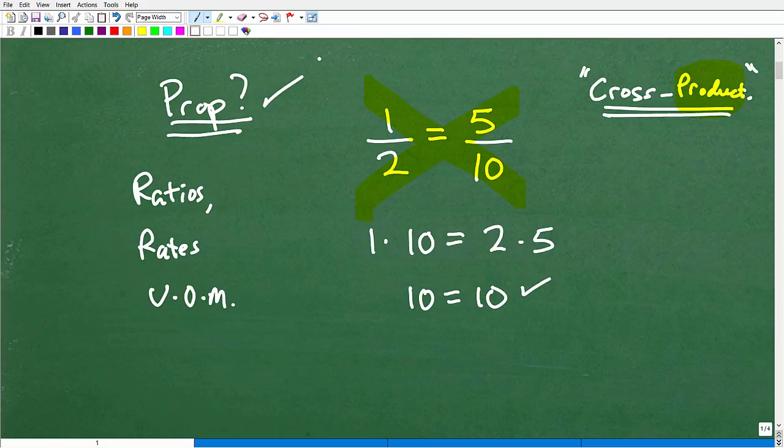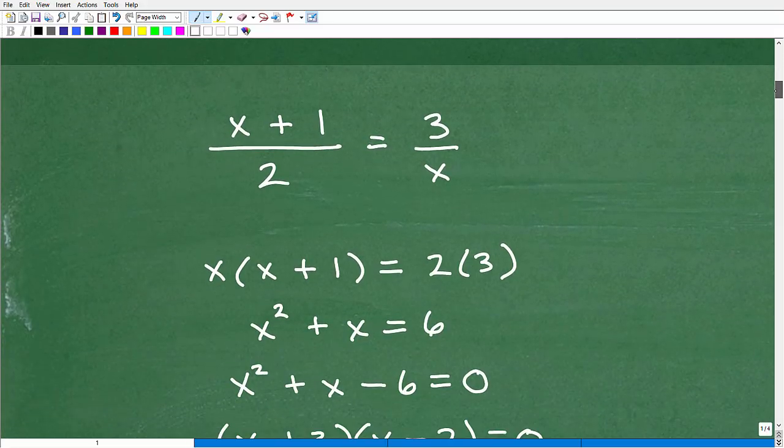Sometimes you'll get questions like, is this a proportion? They'll give you one fraction equal to another fraction and ask whether it is a proportion or not. Well, if you find that the cross products are equal, then you can say, yes, it is a proportion. But if they are not equal, you could say, no, these two fractions are not equivalent. It is not a proportion. Okay, so let's get into this problem and use the cross product to solve this proportion.